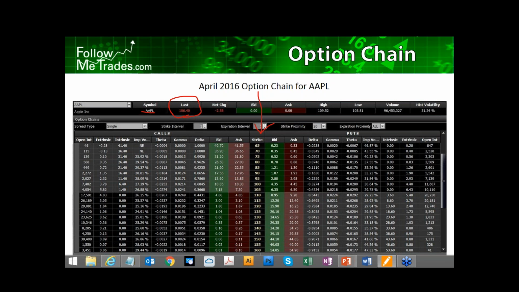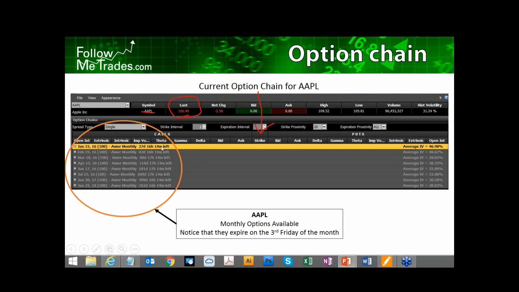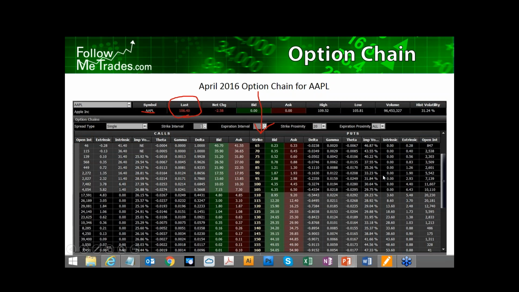Let me go back a slide and I'll show you that. They're showing the January contract expires on the 15th, the February on the 19th, the March on the 18th, the April on the 15th. Somebody chose some time ago that the third Friday is when contracts expire. Okay, so here we are. This is the April option chain. Here are the strike prices: 65, 70, 75, 80. On this side are the puts. On this side are the calls.